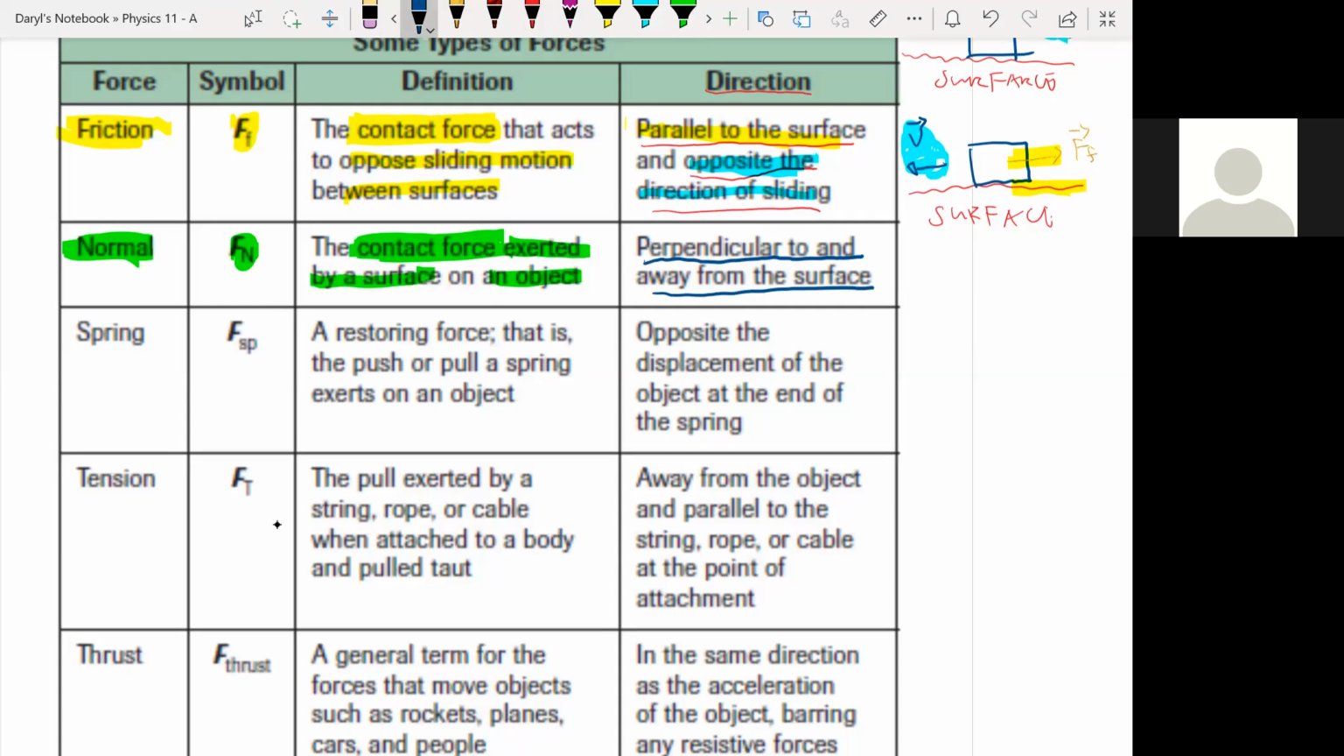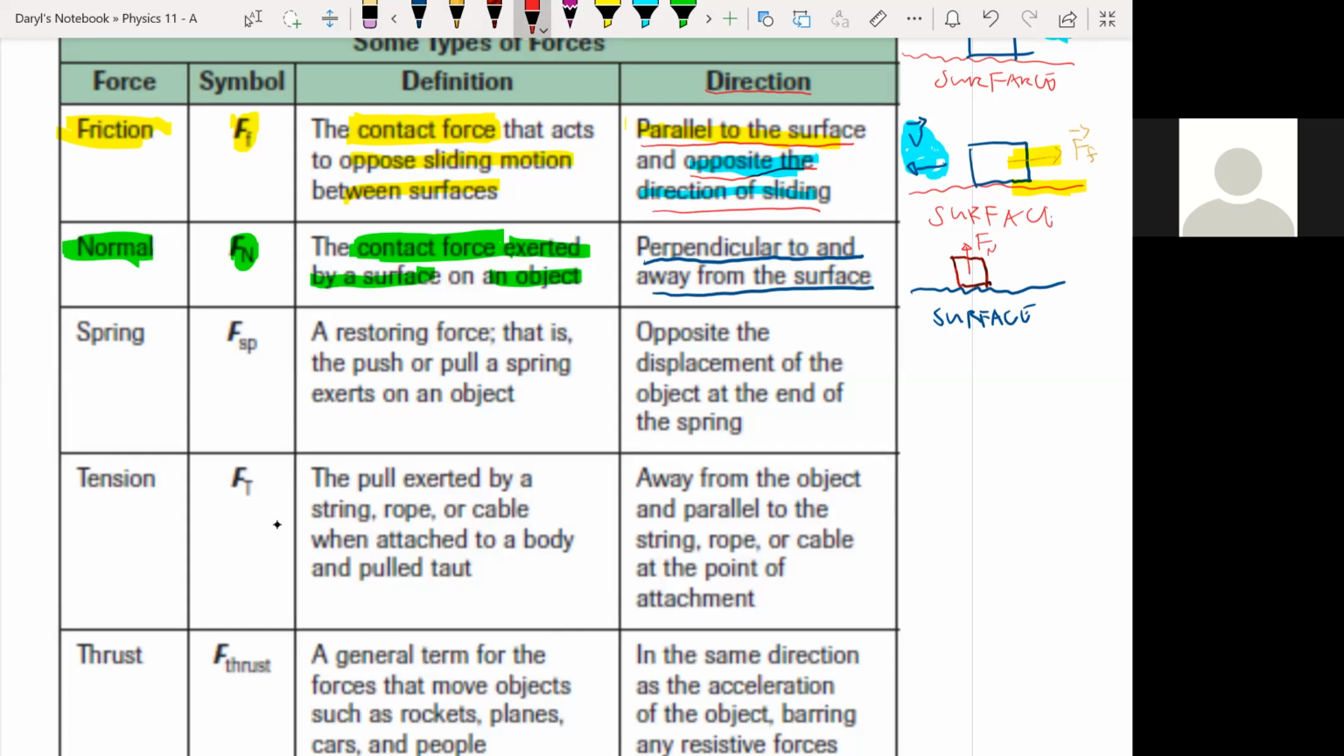So therefore, if I have an object, this is my object here, and it's lying on the surface, the normal force is just going up. So your normal force is just this one here. This is your Fn.